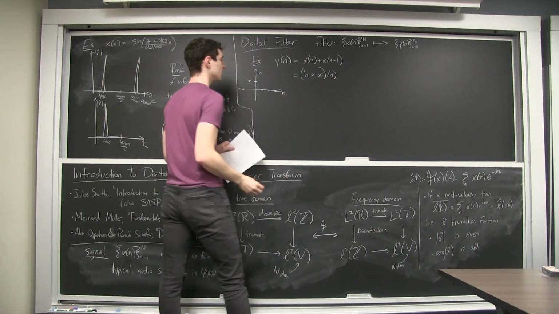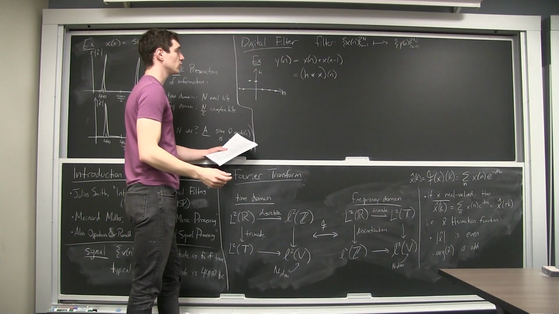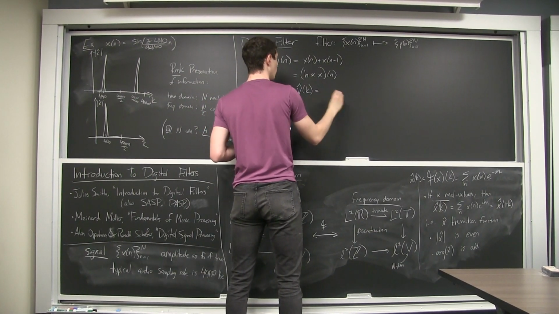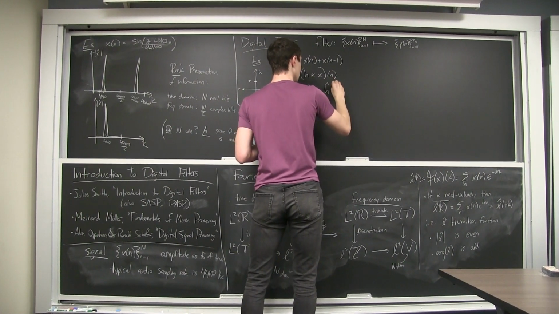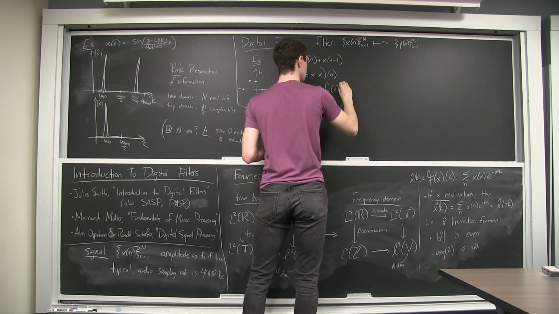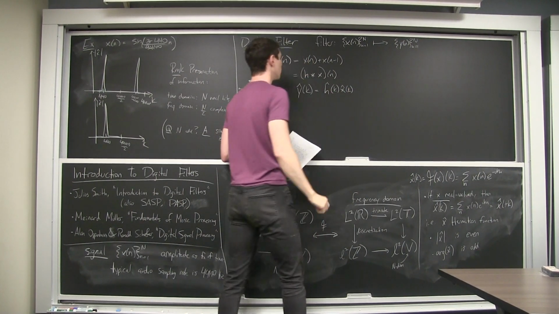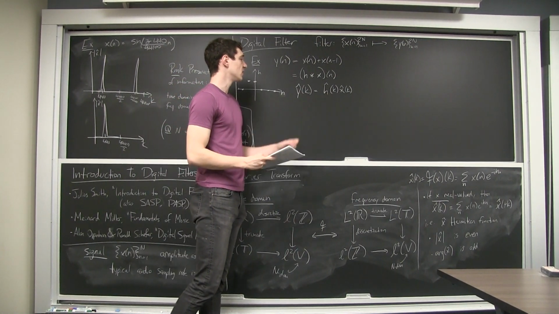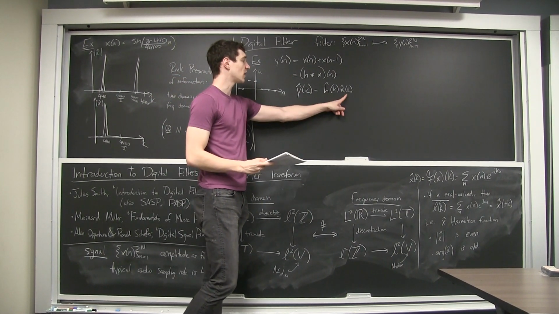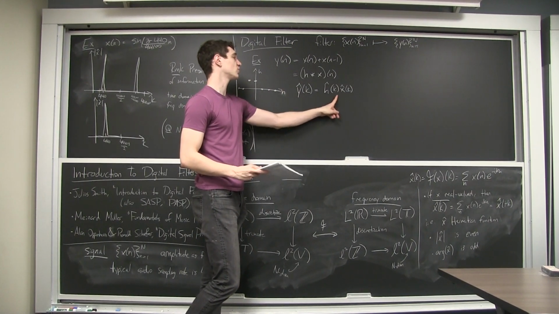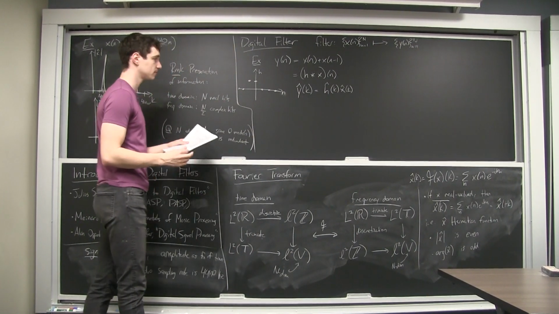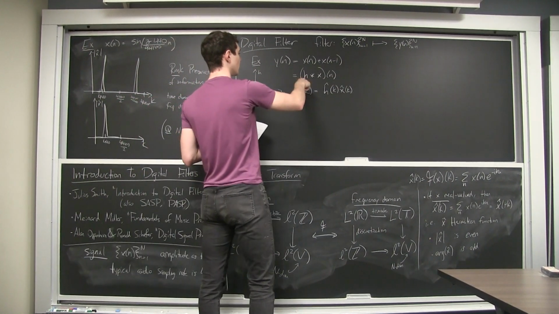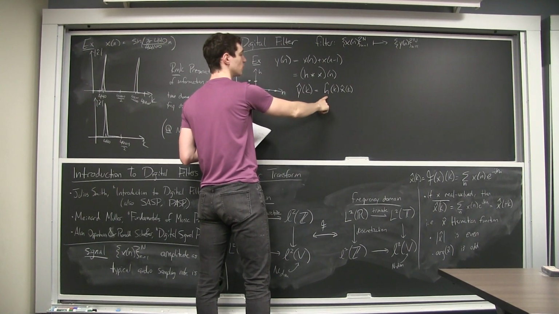Now we're in business, because once we have something in the form of a convolution, the Fourier transform takes that to multiplication. So y hat of k is h hat of k times x hat of k. And this gives a very simple interpretation of what this filter does. At every Fourier mode of my input signal, I multiply by some function, and that gives me my output Fourier mode.